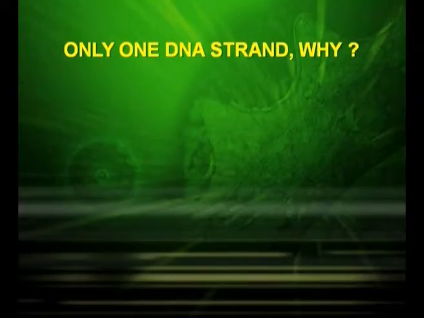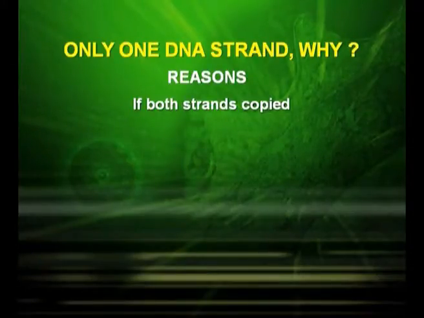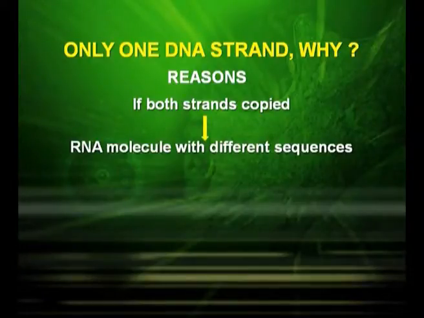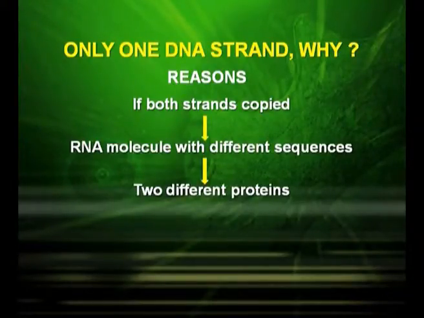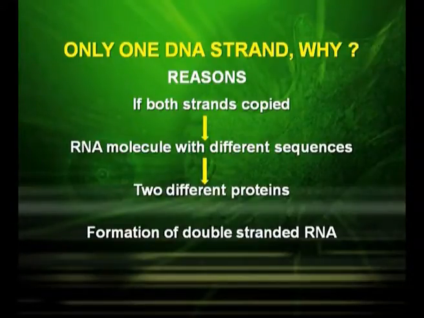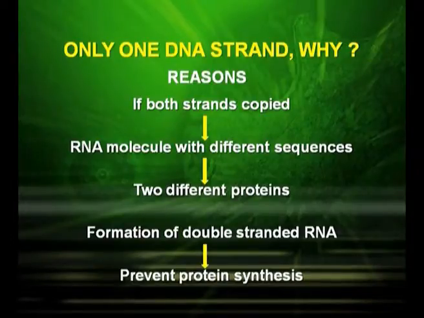Now there is a very important question in our mind: out of the two DNA strands, why is only one DNA strand transcribed? Now let us go into the detail of that. If both the strands are copied, the RNA molecules will have different sequences, so we will have two different proteins. Another important thing is the formation of double-stranded RNA, which will prevent protein synthesis.